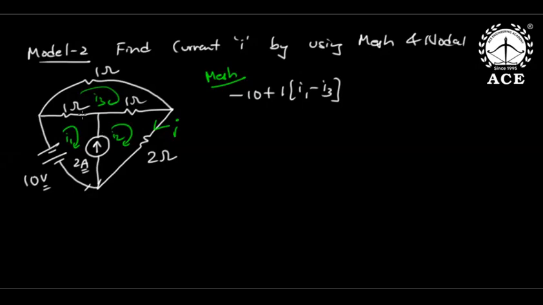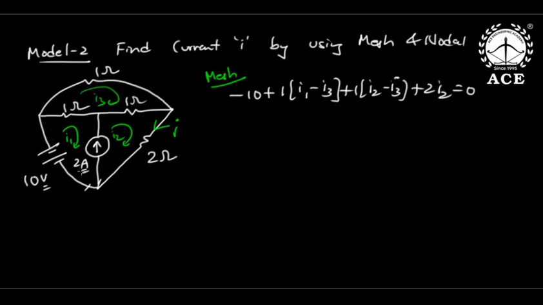So minus 10, 1 into I1 minus I3. Now jump over this because it is a current source. We right now don't know the voltage across it. There will be some voltage across it, which I don't know. That is why I'm unable to write KVL across this. So I went minus 10, 1 into I1 minus I3. Now when the current source comes as a common branch, jump to the second mesh and continue KVL. Here it is 1 into I2 minus I3, and finally 2I2 equal to 0. So minus 10, 1 into I1 minus I3, plus 1 into I2 minus I3 plus 2I2 equal to 0.